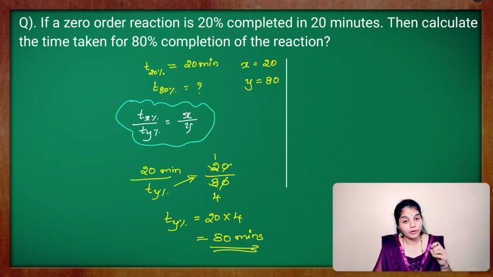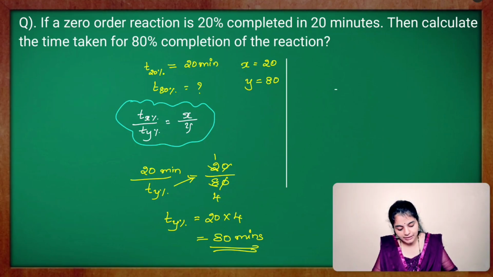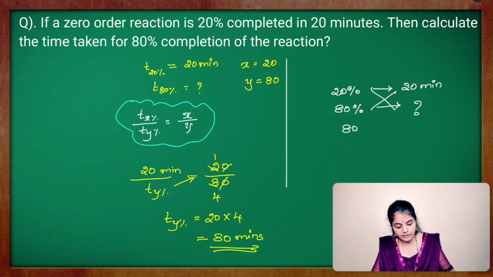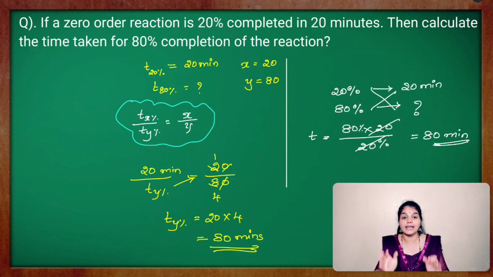If you are not able to recall this formula also, you need not worry. You can just write that the time taken for 20% completion is 20 minutes. Then they are asking for 80% completion. How much time is required? You just need to cross multiply. So we have 80 into 20 divided by 20. This gives us the time that is required. 20 and 20 get cancelled, we are left with 80, and the unit is minutes. Just as simple as that. Remember, this can be applied only for zero order reaction.